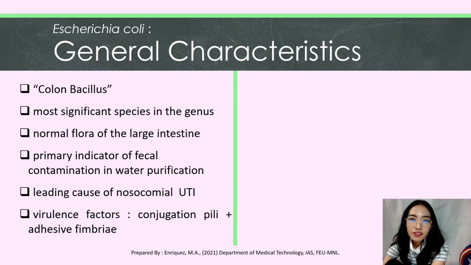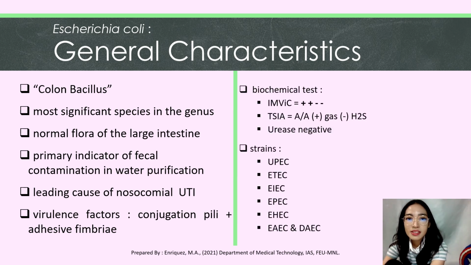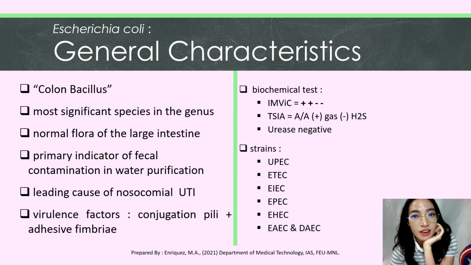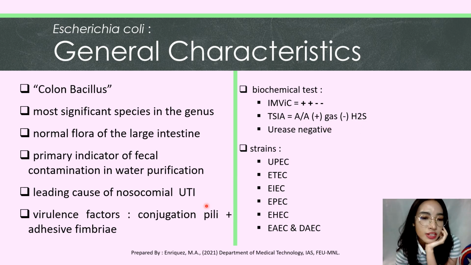Okay, so as previously discussed in your laboratory classes, specifically on chapter 9, alam nyo na po yung meaning ng IMViC, di ba po? So indole production positive, methyl red positive, Voges-Proskauer negative, and citrate negative po ang IMViC reaction ng Escherichia coli. And then ito naman po yung TSI results niya. So acid over acid, and also positive din siya for gas production, but negative for H2S or hydrogen sulfide production.